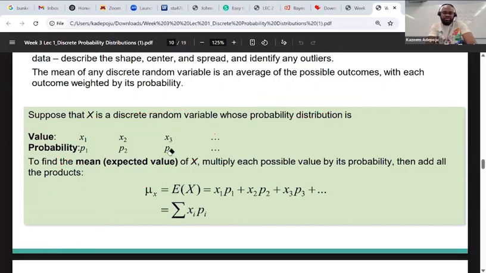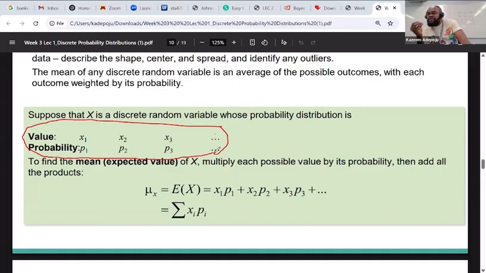Okay, so if you take a look at this table right now, I know the values of a random variable, and I know their corresponding probability. Can I figure out the average? And the answer is yes, we can. How do we figure out the average? I will need to multiply a particular random variable by its probability. I'm going to multiply them out, then I'm going to add them up. That is exactly what I'm doing here.